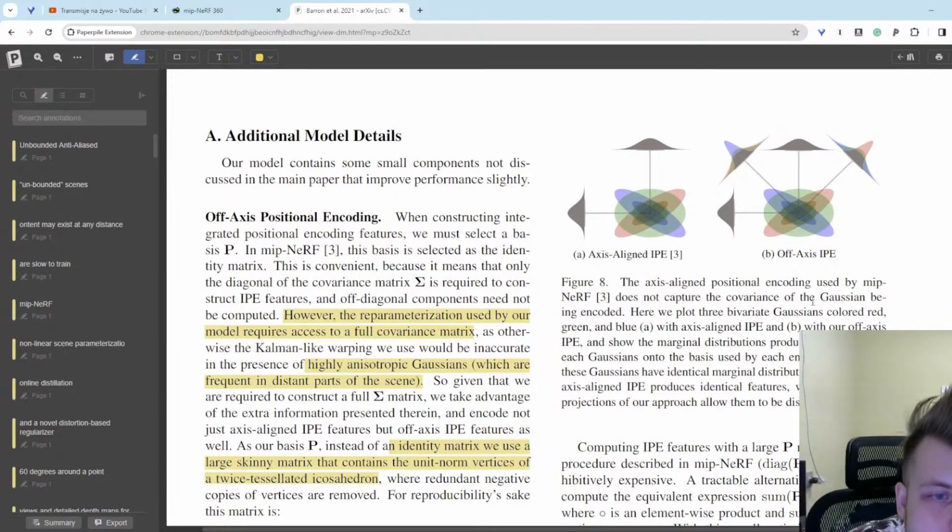The axis-aligned positional encoding used by Mip-NeRF does not capture the covariance of the Gaussian being encoded. Here we plot 3 bivariate Gaussians colored red, green, and blue with axis-aligned IPE and with our off-axis IPE, and show the marginal distributions produced by projecting each Gaussian onto the basis used by each encoding. Because these Gaussians have identical marginal distributions, Mip-NeRF's axis-aligned IPE produces identical features, while the off-axis projections of our approach allow them to be disambiguated.